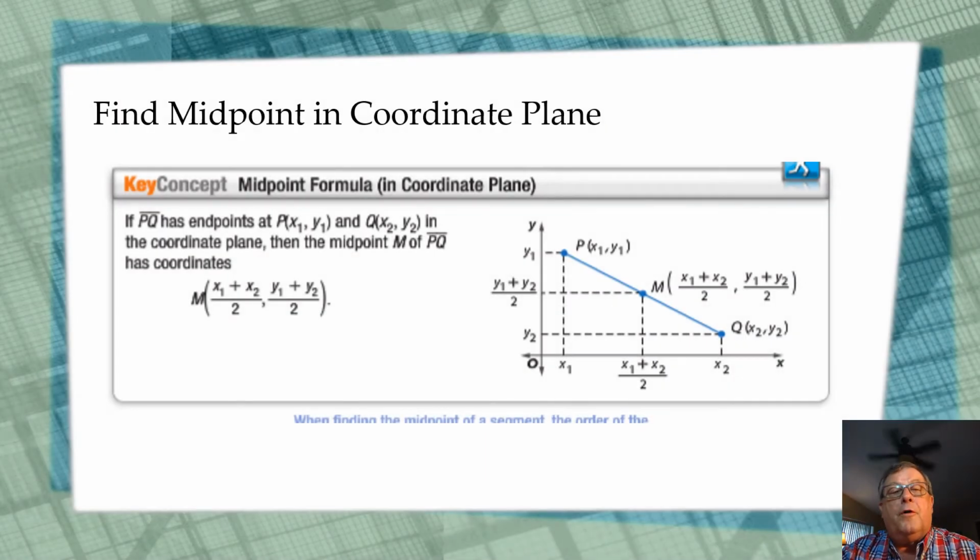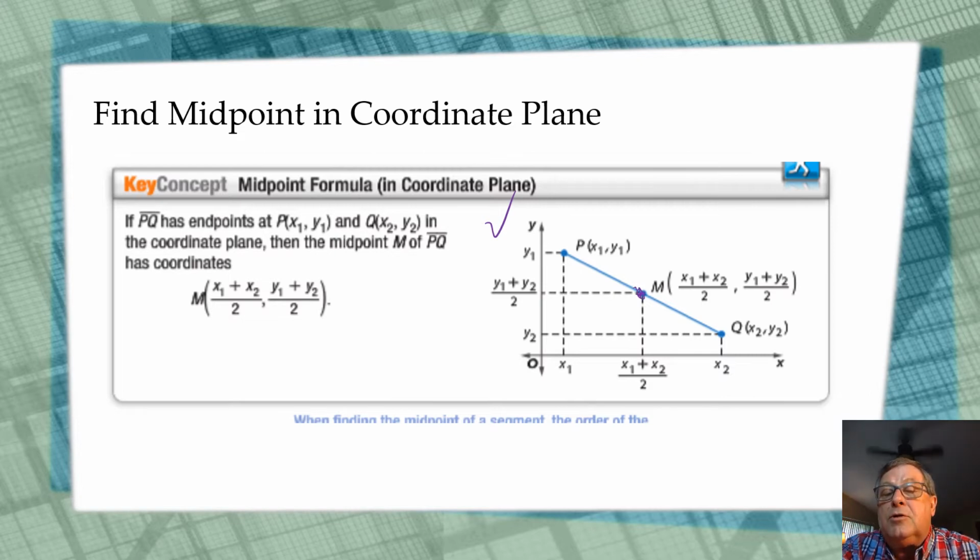Let's apply what we learned about finding a midpoint on the number line to finding a midpoint in a coordinate plane. Now you see over here to our right, we have a coordinate plane, a y-axis and x-axis. And we've got a segment here identified as PQ. P has coordinates of x1 and y1, and Q has coordinates we're labeling as x2 and y2. And here we have a midpoint M.